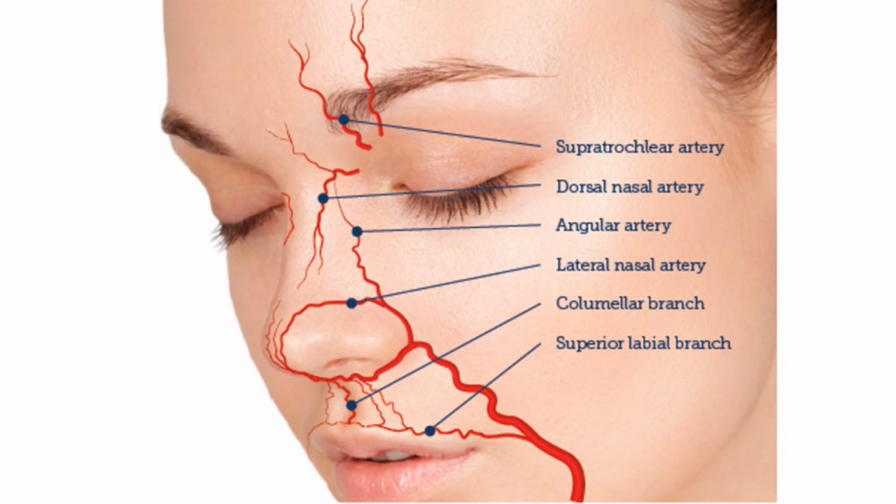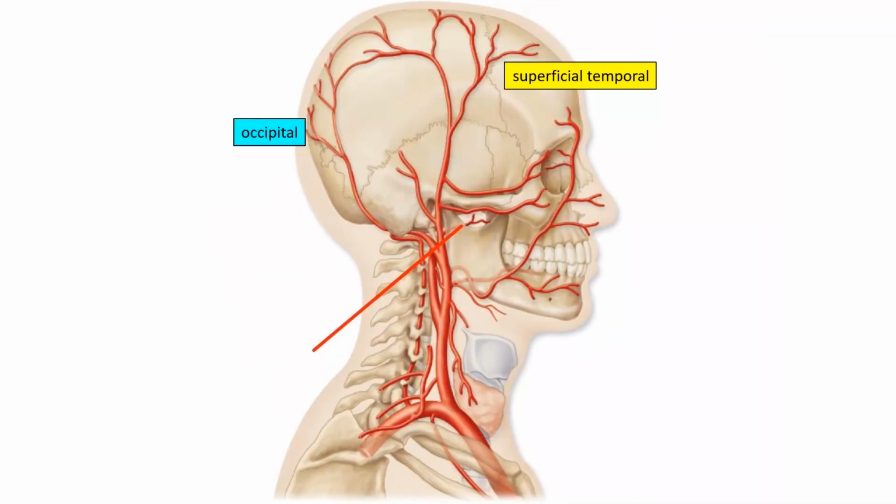In this image we can see the facial artery giving rise to the superior labial and supplying the external part of the nose. In this view I can see that the external carotid artery branches are supplying the face, the lateral part of the scalp, and the posterior part of the scalp as well.